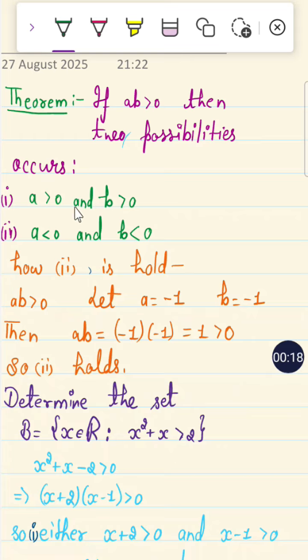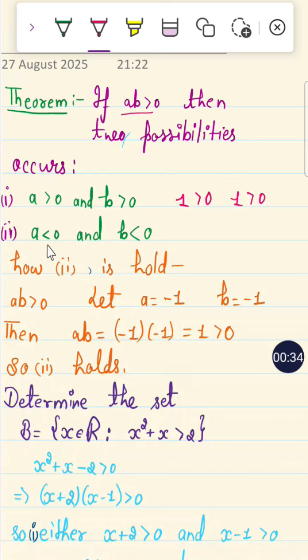Take 1 and 1. The product of 1 and 1 is greater than 0, and 1 is greater than 0, then the product of the two is always greater than 0. That is, it is implied.